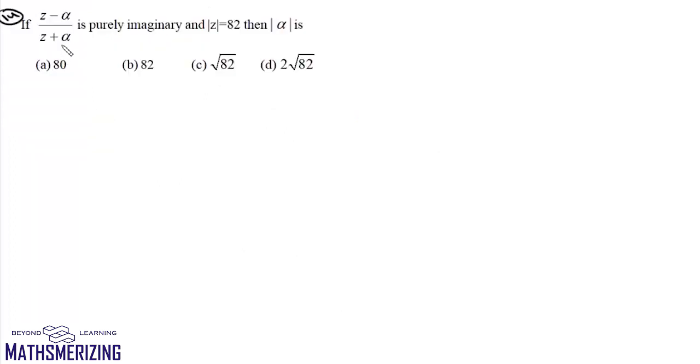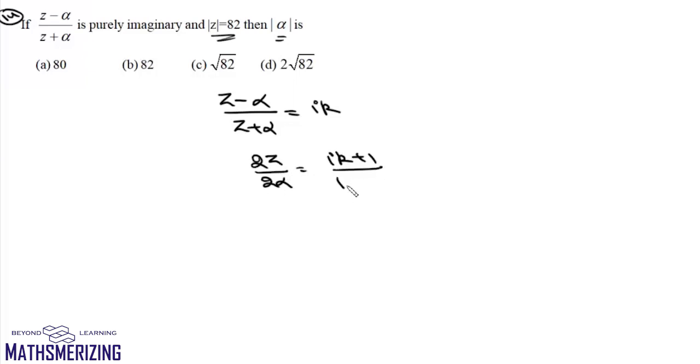Now question number 14 is, if z minus alpha upon z plus alpha is purely imaginary and mod z is 82, we need to find the value of mod alpha. So it is given that z minus alpha upon z plus alpha is purely imaginary. So let it be some iota k. Now we'll use componendo dividendo, then we can write 2z upon 2 alpha equals iota k plus 1 upon 1 minus iota k. So here 2 and 2 will cancel.